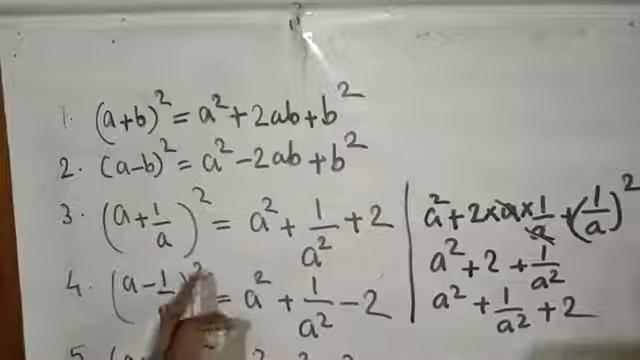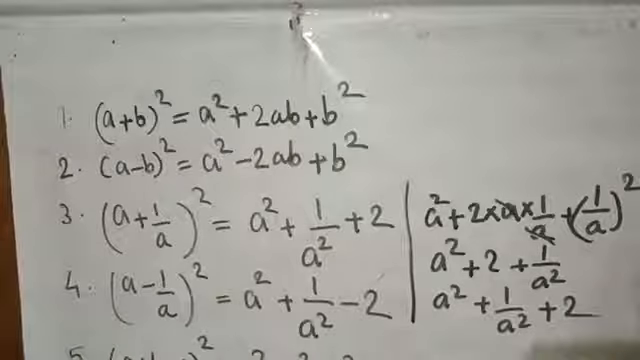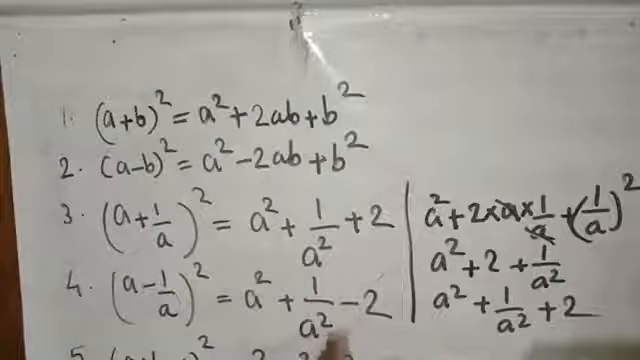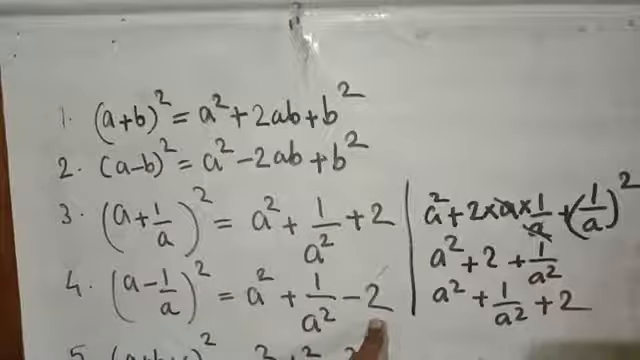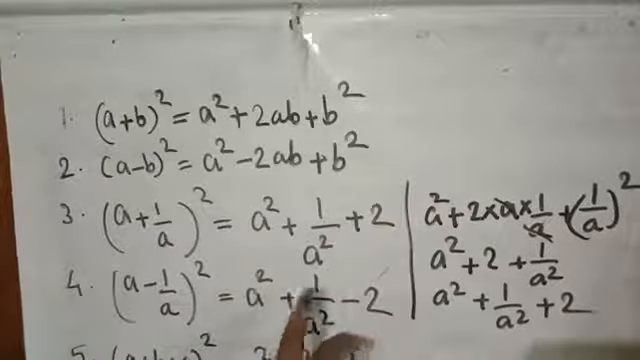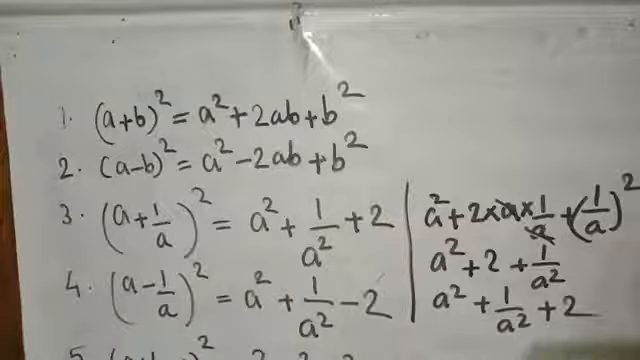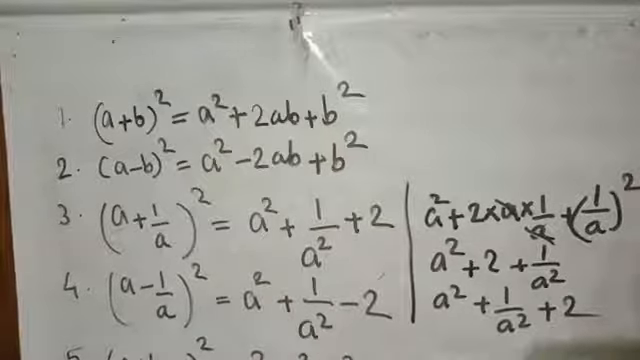Same way, the square of a difference: a minus 1 by a the whole square is a square plus 1 by a square minus 2. Same method. You just substitute the values of a and b, otherwise memorize the formula: first term square plus 2 into first term into second term plus second term square, and a minus 1 by a the whole square is first term square minus 2 into first term into second term plus second term square. Finally arranging, a square plus 1 by a square minus 2.